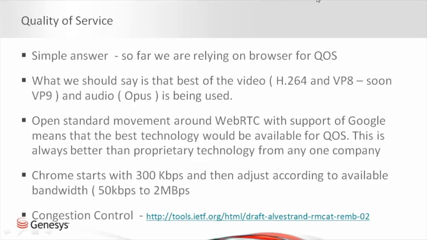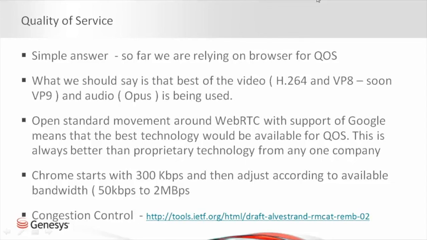So if I have to just sort of point that out before going into the codec details, I will say that simple answer, of course, that I just discussed. What we should say is the best of the video codecs, H.264 and VP8, soon VP9, and the audio codec Opus will be used. So this is part of the standard. They're the best codecs and technology that's out there, and they are being used. Genesis is not providing that. It is being provided by the standard itself.